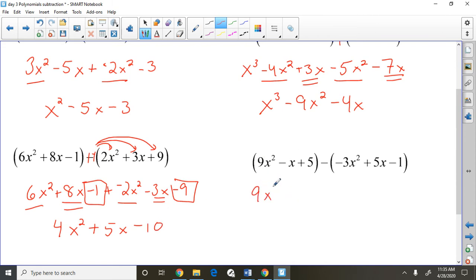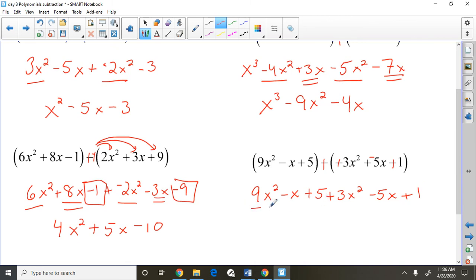One little comment on this last one. So again, I'm going to keep the first polynomial the same, and then I want to add the opposite. So I have minus negative 3x squared plus 5x minus 1. So when I add this, I'm going to make everything the opposite. So the minus becomes plus, this becomes negative 5x, and this becomes plus 1. I switch all the signs inside the parentheses. And then bring them down.